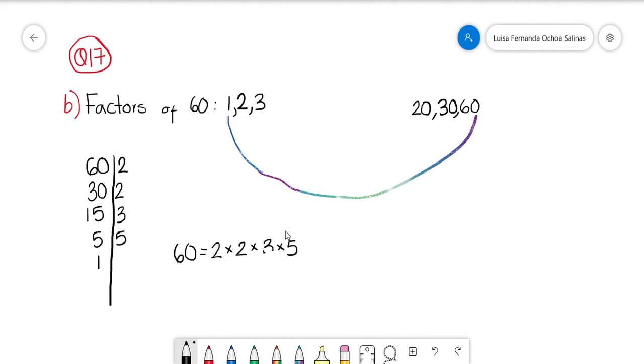Now, do I have a 4? It doesn't look like you can see it right away, but yes, if you look carefully, I do have a 4 because 2 times 2 is equal to 4. So I do have a 4. And 60 divided by 4 is equal to 15. Perfect. Great. So we are good up to this point here. Now, do we have a 5? Yes, that's clear. I have a 5 here.